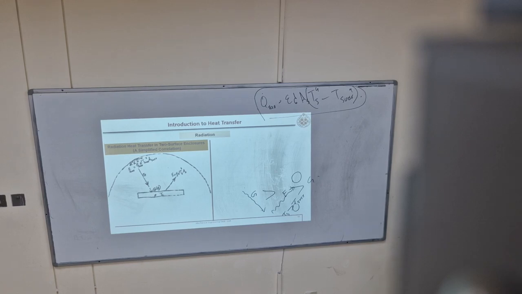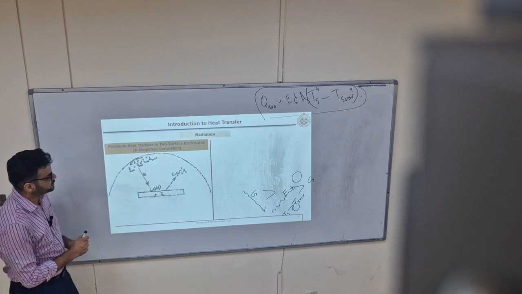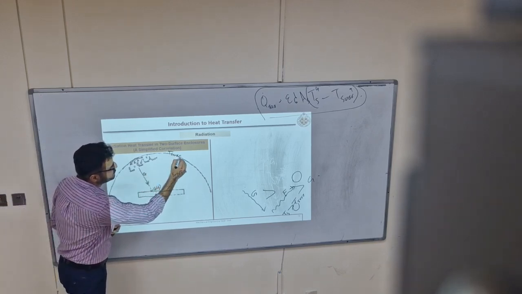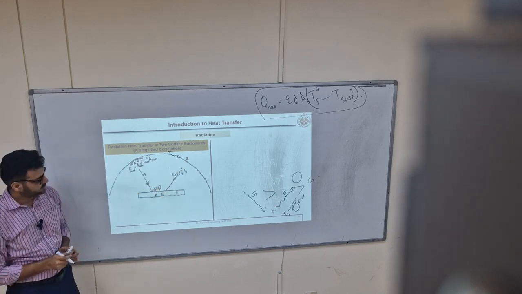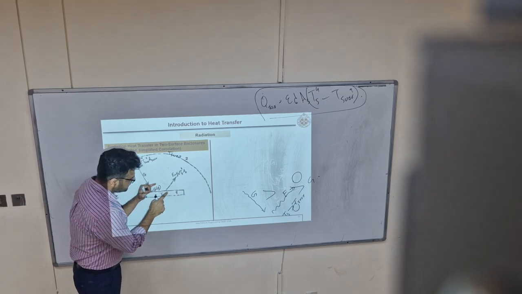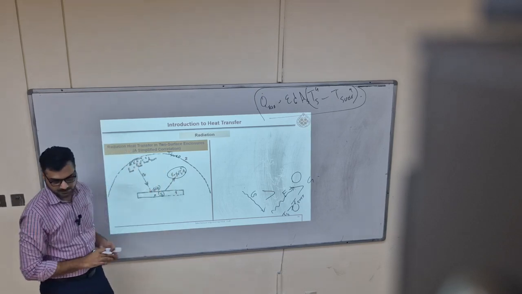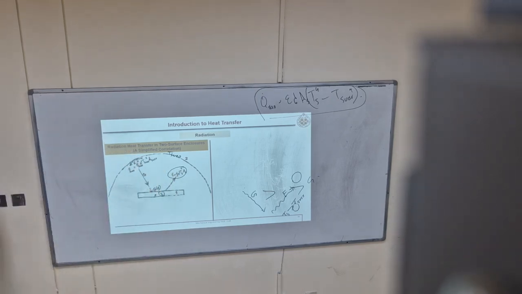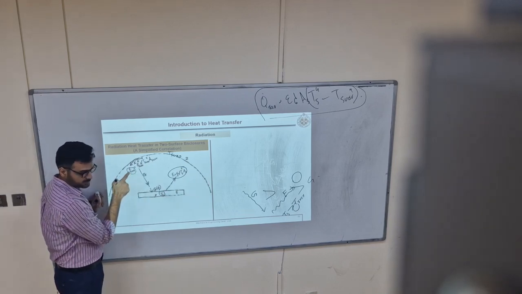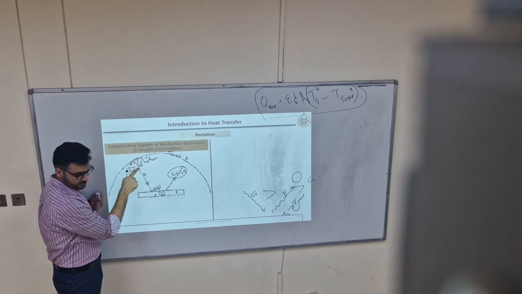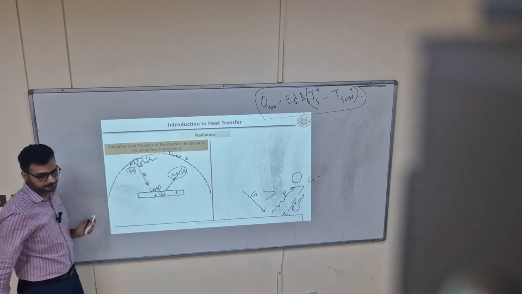Now, here you see two bodies. One at temperature Ts, other at temperature T surrounding, right? This is body 1, this is body 2. The radiation emitted by body 1 at temperature Ts is given by this equation, which we just saw from the Stefan-Boltzmann law. But the other surrounding body is also emitting radiation. How much? Epsilon of surrounding, sigma T of surrounding to the power 4 multiplied by area of surrounding.